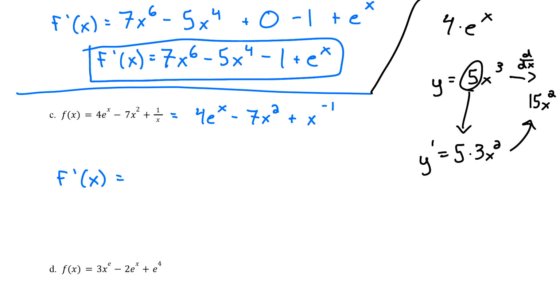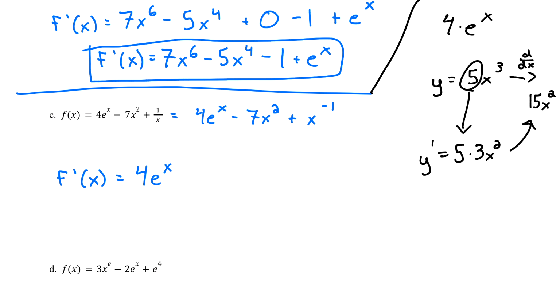So what happens with constant multiples is we just multiply the derivative of our function by that same constant multiple. So I can look at the derivative of e to the x, well, that's just e to the x, and then this constant multiple of 4, I'm just going to multiply my derivative by 4. So the derivative of 4e to the x will just be 4e to the x.